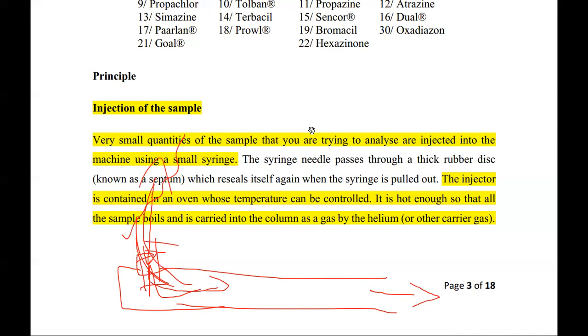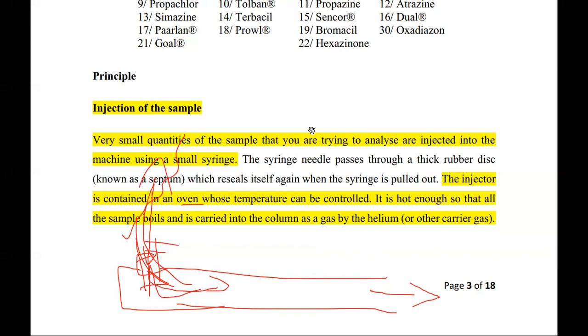So I'm saying that the injector is a container in an oven. Why do we need an oven? A little bit of heat to produce that vapor, whose temperature can be controlled. Of course, we have to control the temperature. It is hot enough so that all the sample boils and is carried into the column as a gas. At times we may have a liquid being introduced there as a sample.